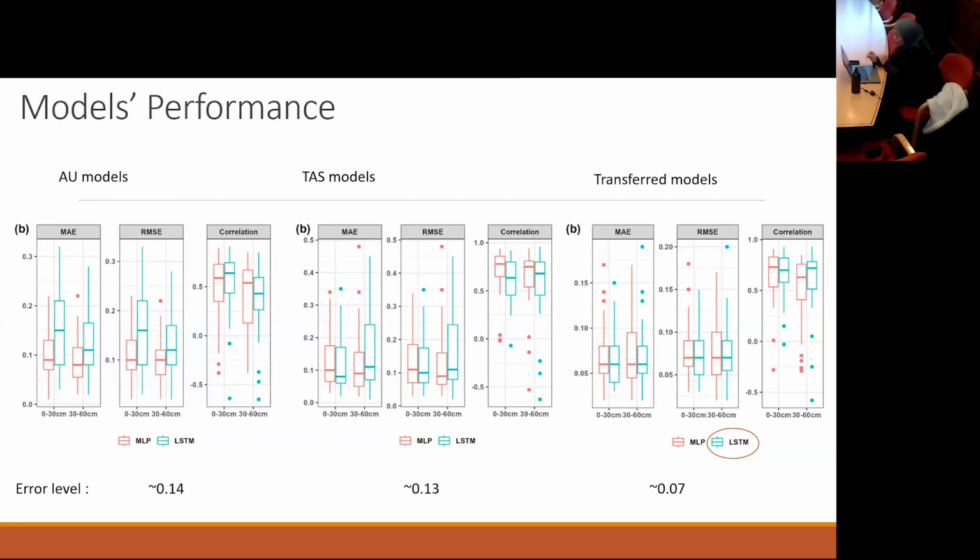Based on this result, we finally chose the transfer model as our final model, and then compared the MLP and the LSTM. We see that the LSTM gives us better results for both surface and subsurface soil moisture, which we set to be predicted at the same time. That means this could be better as the final model.